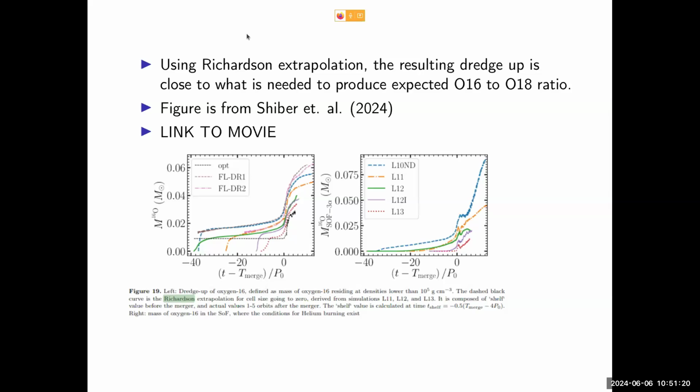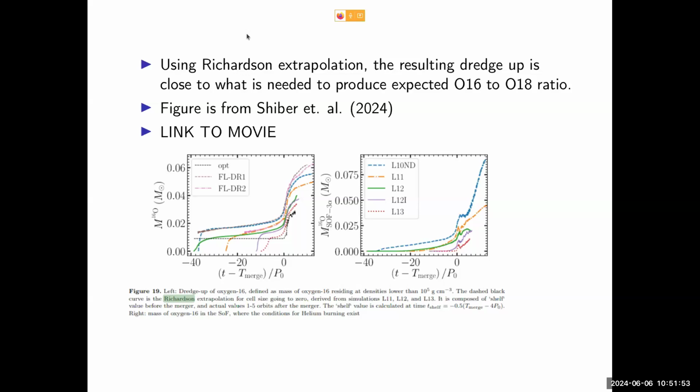So because with the grid code, you can increase resolution, you can use Richardson extrapolation on the amount of oxygen that gets pulled out of the core. This is just the way it's measured. We measured the amount of oxygen at densities lower than this neutral value, 10⁵ grams per centimeter cube. So this is where the merger actually happens.